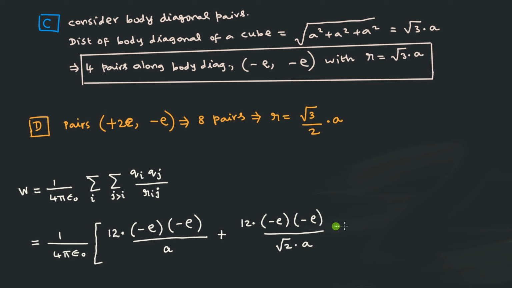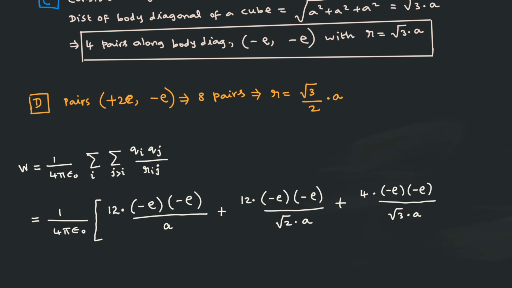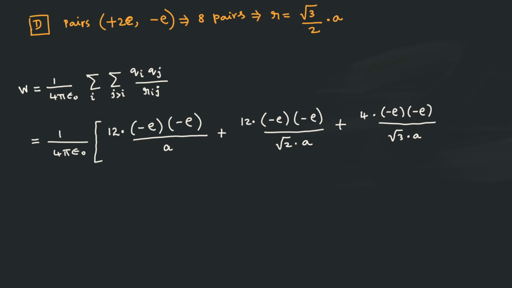Then plus, what else is there? So now you come to this sandal color. In the sandal color, you have 4 pairs. Therefore, I will write 4 times. What kind of pair you have? You have a minus e, comma, minus e pair. So I will write minus e is the first charge, again minus e is the second charge. But the distance between them is given by root 3 times a. So I will write that this is root 3 times a. And that's all. 4 more terms are over in the summation.